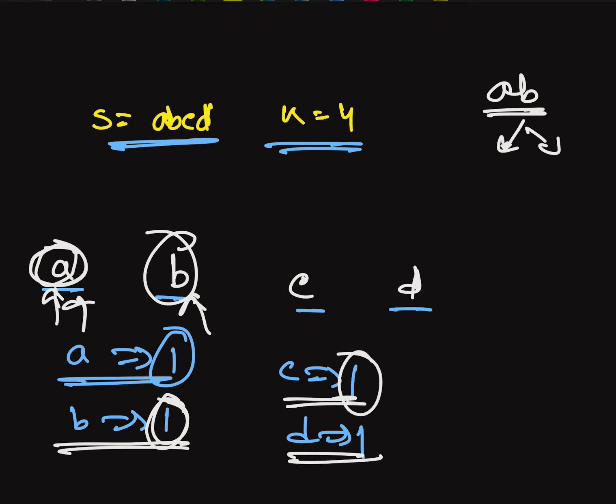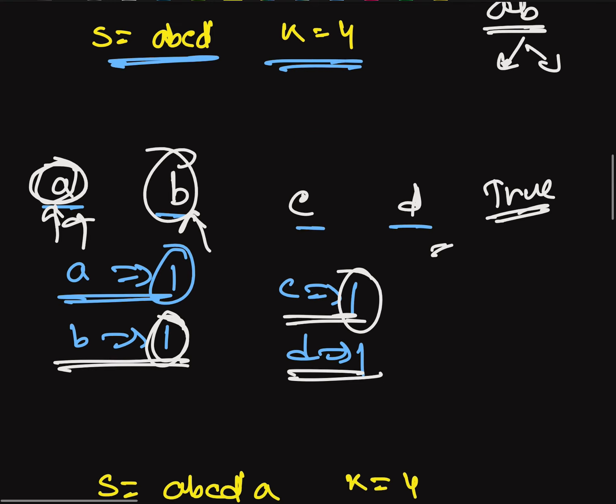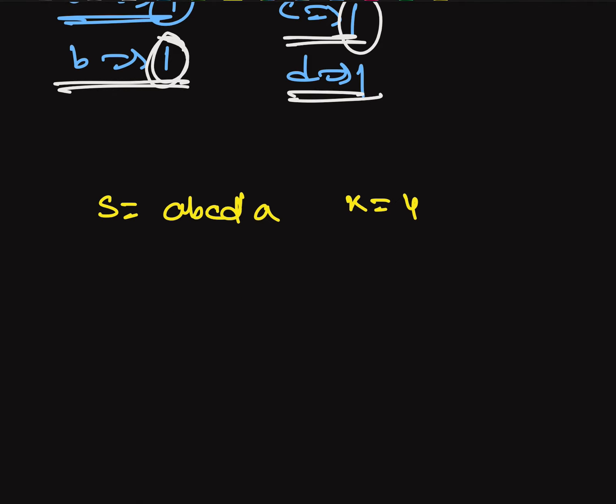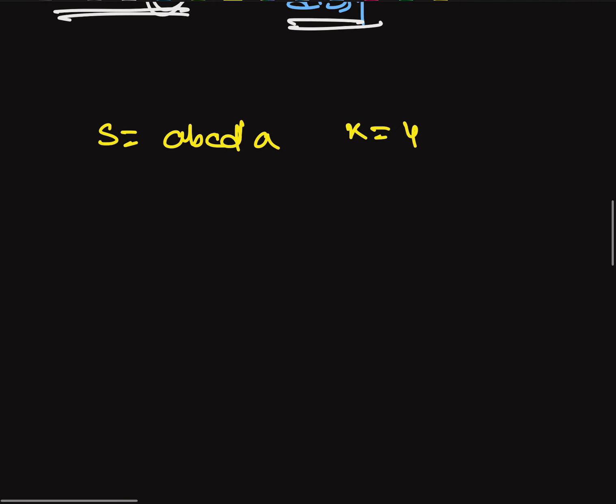So this is clear. Now we have generated 4 palindrome strings. Correct? All are odd length. So that's why I have to return true here. This is clear, how we get the output true for this situation. If you have any doubt, you can comment on that. Okay, I will definitely reply. Now, the next example is A, B, C, D, A, and K is equal to 4.